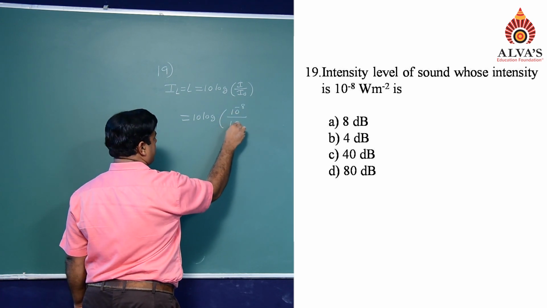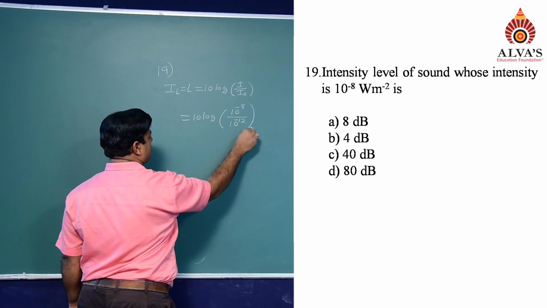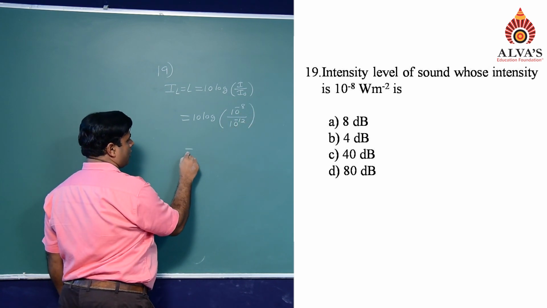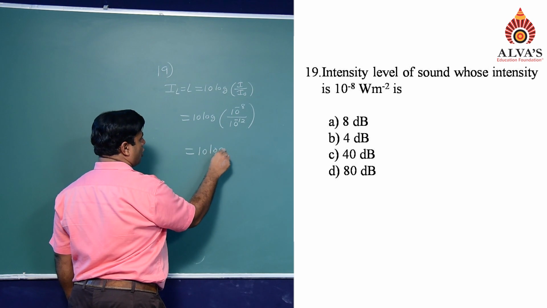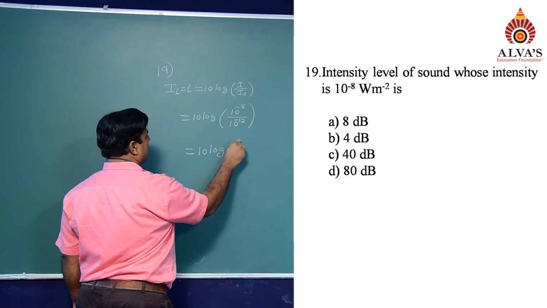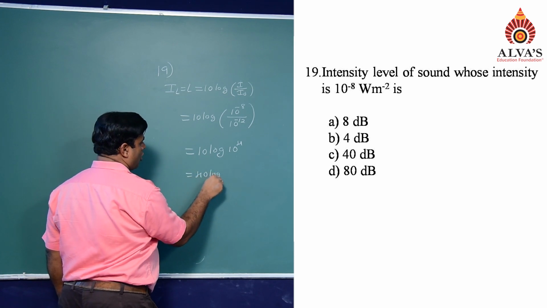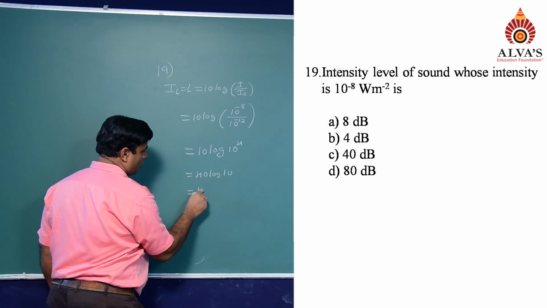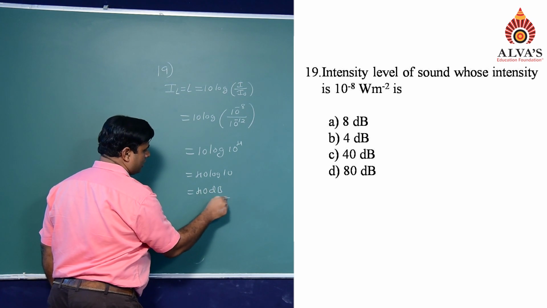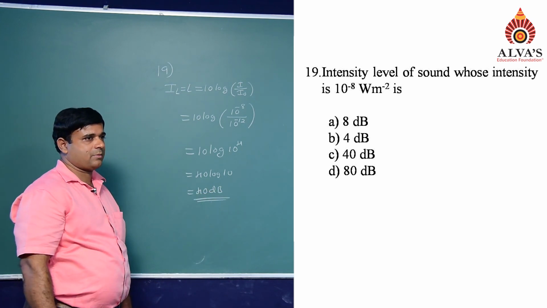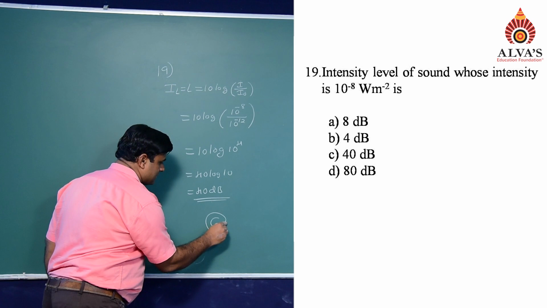Threshold of hearing is a standard value, which is 10 to the power minus 12. So 10 log 10 to the power 4, which is 40 log 10, which is equal to 40. Unit is nothing but decibel. So, the answer is C.